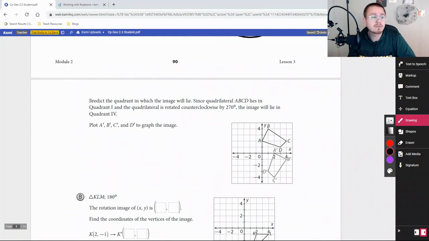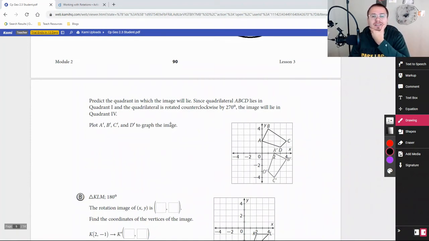So, I really like the word predict in general. I mean, you can predict behaviors, you can predict climate, you can predict weather, you can predict the stock market, you can predict sports. And if you become good at predictions, you can figure out life and make money, honestly. So predict the quadrant in which the image will lie.